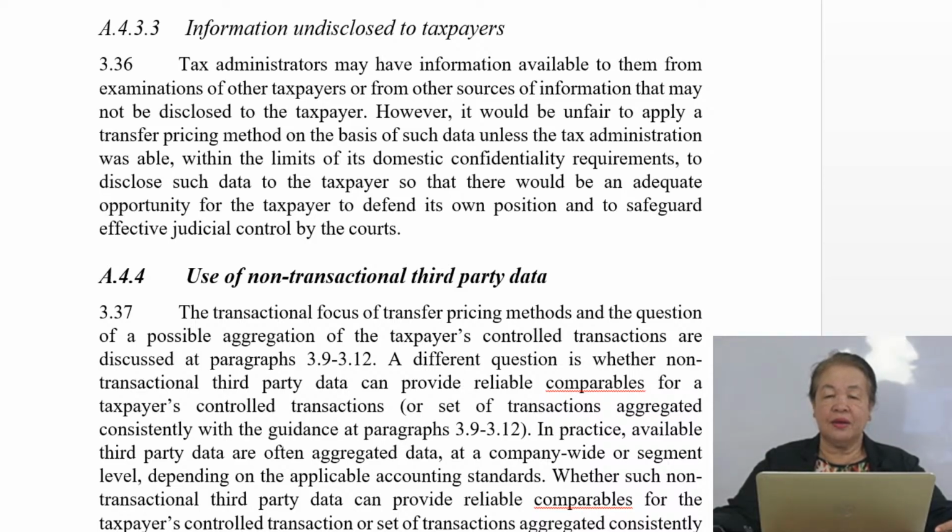However, it would be unfair to apply a transfer pricing method on the basis of such data unless the tax administration was able, within the limits of its domestic confidentiality requirements, to disclose such data to the taxpayer so that there would be an adequate opportunity for the taxpayer to defend its own position and to safeguard effective judicial control by the courts.